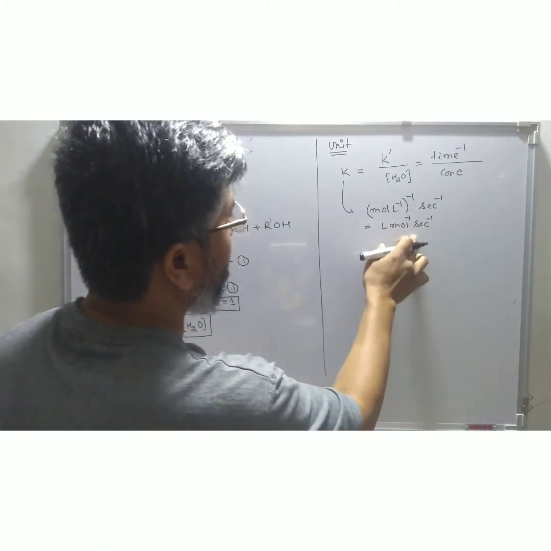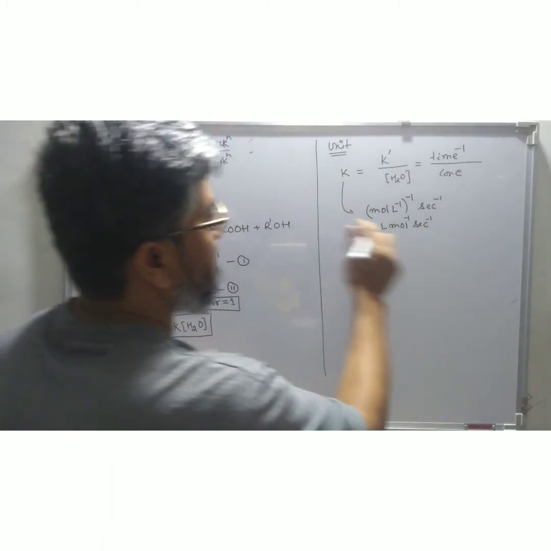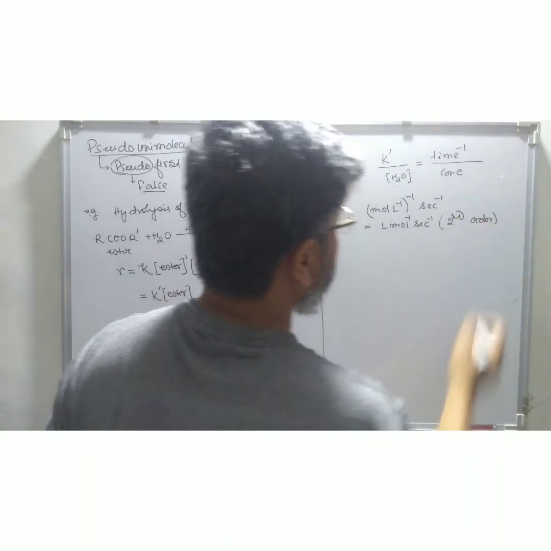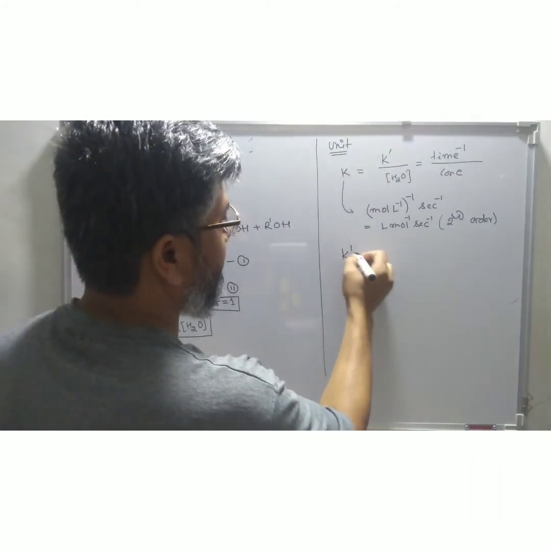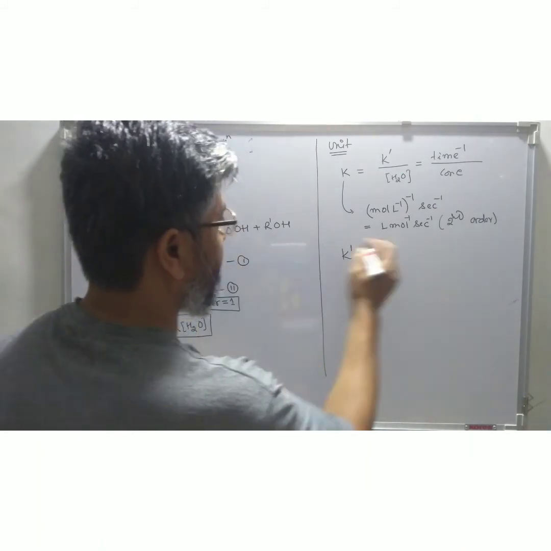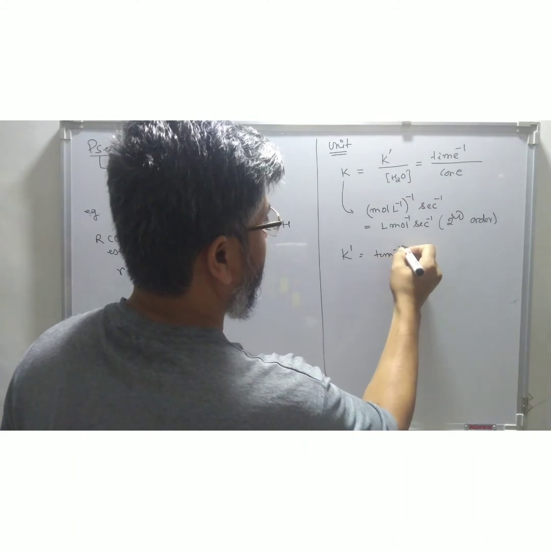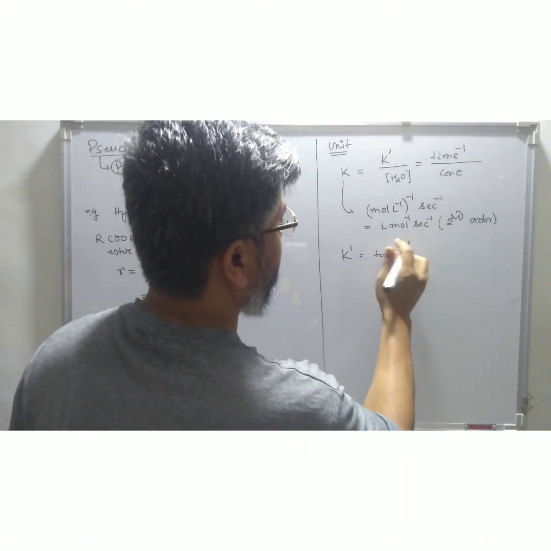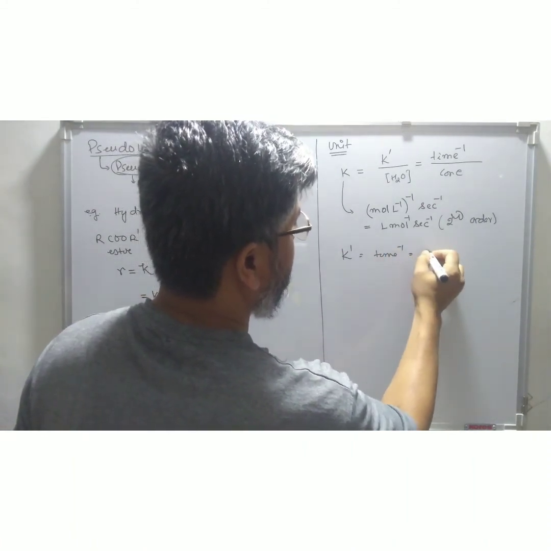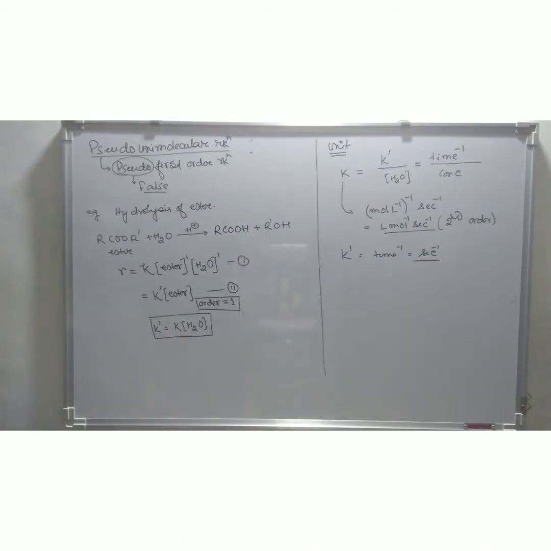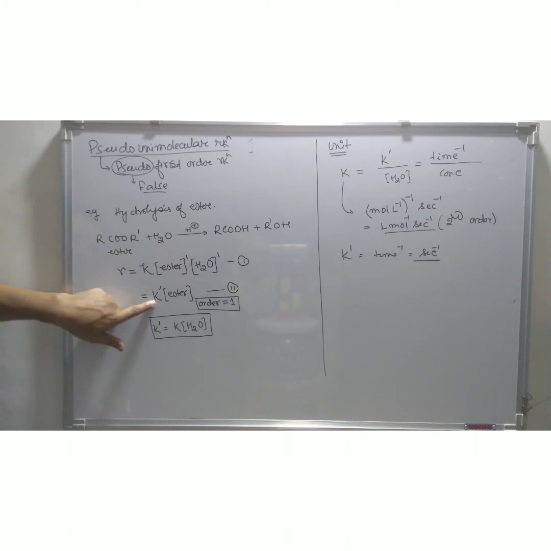So looking at the unit, K is for a second order reaction, and K prime is for a pseudo first order reaction, so its unit is time inverse, which is second inverse. This is the unit of K prime. Now this is pseudo first order kinetics.